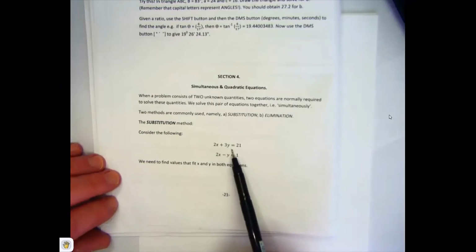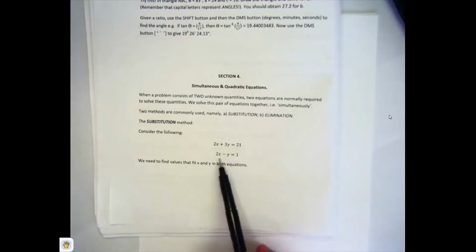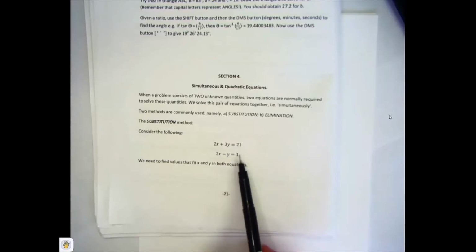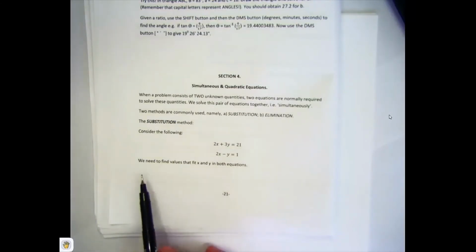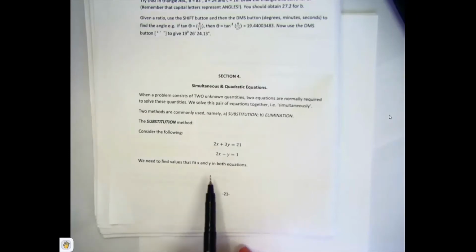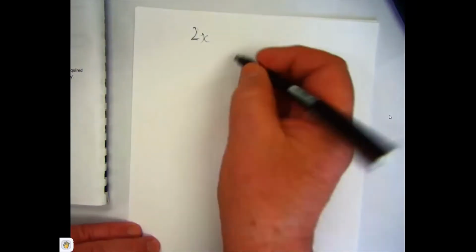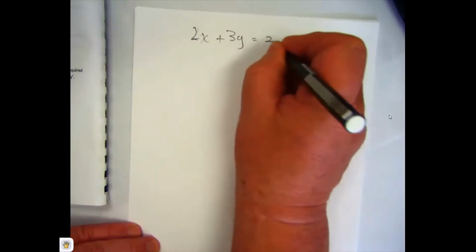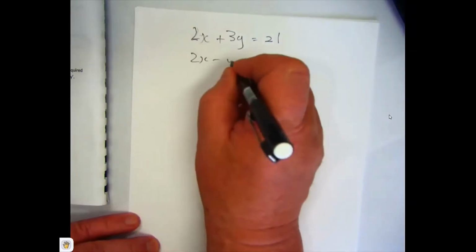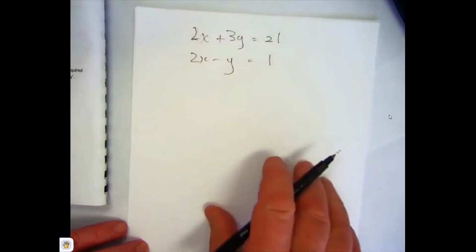This is a typical one. Consider the following: 2x plus 3y equals 21, and at the same time 2x minus y equals 1. So what do you need to do when the examiner asks you? We need to find values that fit x and y in both equations. Okay, they have to fit both equations. Now, if we have a look at them, I'll just rewrite them out here for you. 2x plus 3y equals 21, and 2x minus y equals 1.